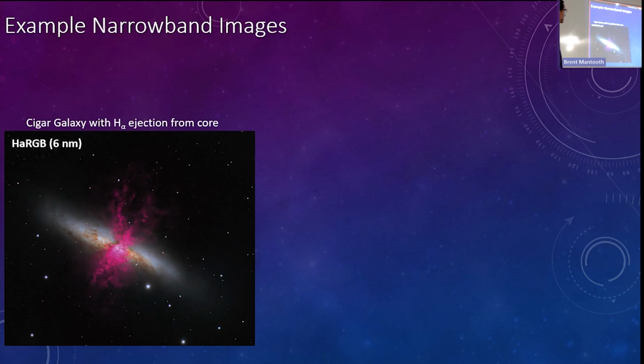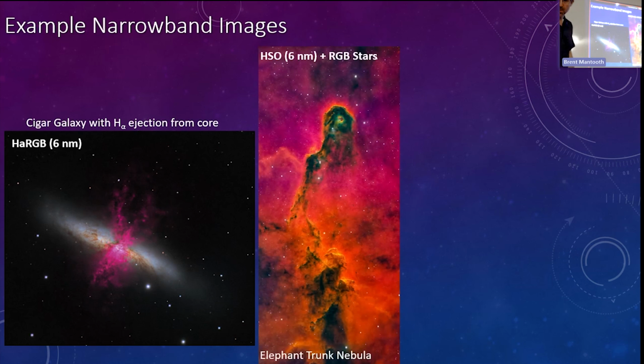So what can you do with this? Here we're looking at the Cigar Galaxy. This is an RGB image where I've also acquired HA signal. You can actually see these hydrogen alpha jets emitting from the core of this particular galaxy, so you can mix narrowband with broadband to get these kind of images.